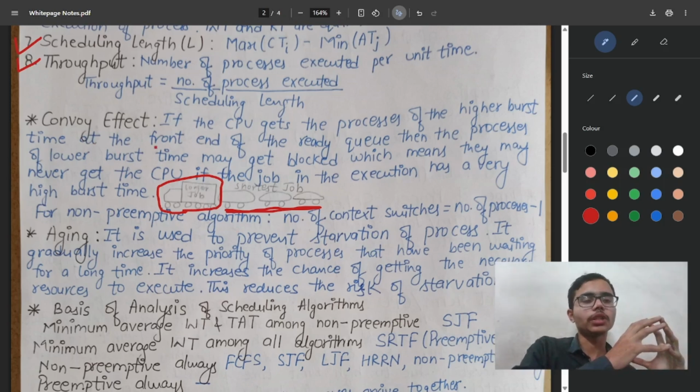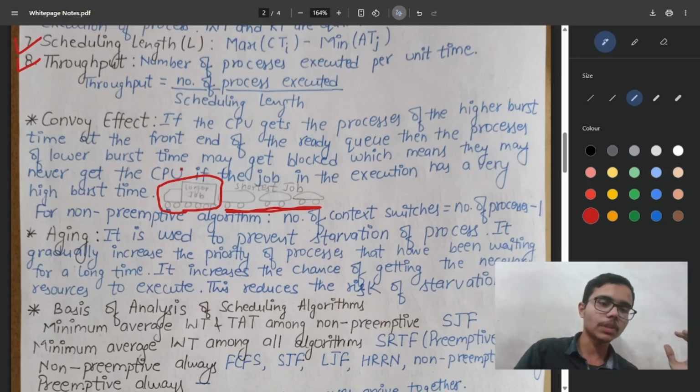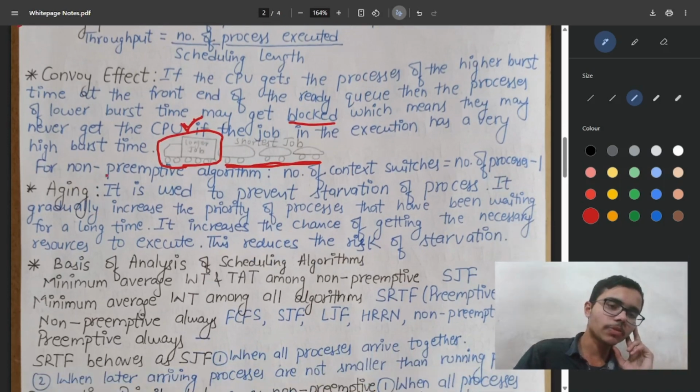The big process is executing as their number is first, and after that the small jobs are there, but they cannot execute as there is a big burst time job present further. So if the CPU gets the process of the high burst time, that is, high execution time, at the front end of the ready queue, then the process of the low burst time may get blocked, which means they may never get the CPU if the job with the execution has a very high burst time.